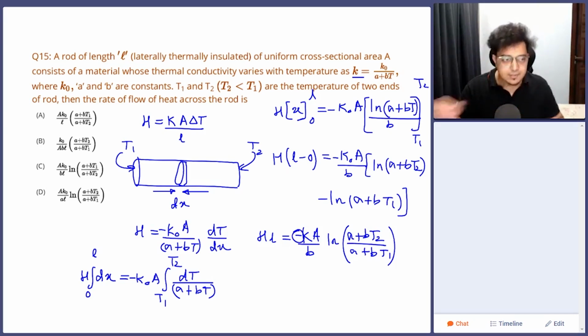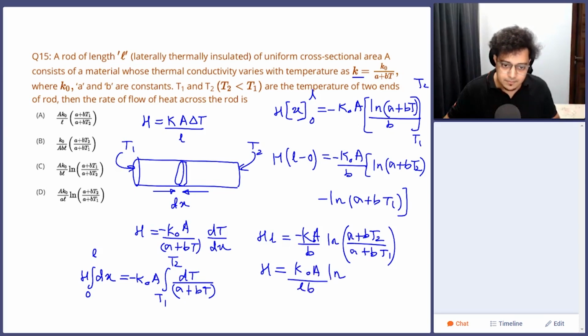Now this minus sign also we can consume. So if I consume that minus sign, then the order will be opposite. So h will remain on that same side. K naught as it is. This is K naught. A as it is. L into B. And if I consume the minus sign in the logarithm, order will become opposite. It will be A plus B T1 upon A plus B T2. So this is your answer for heat current.